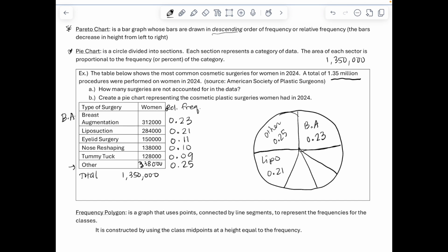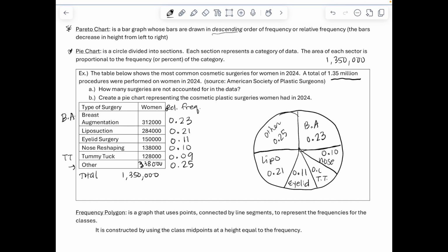And this is going to be eyelid surgery. And so I'll put down eyelid. And this is 0.11. And then we have 0.10, which is going to be nose reshaping. So we'll call that nose, and that's 0.10. And then 0.09 is tummy tuck. I'm going to abbreviate that one TT for tummy tuck.